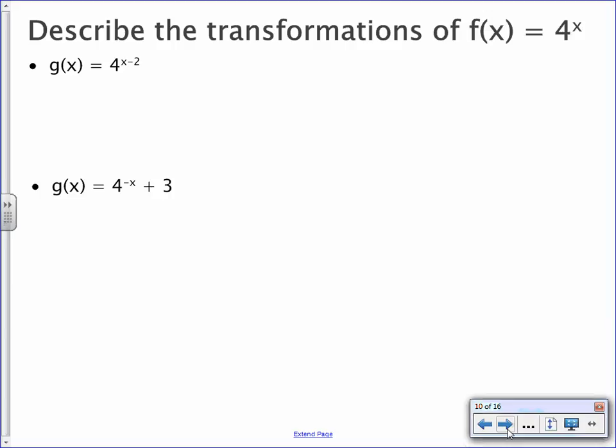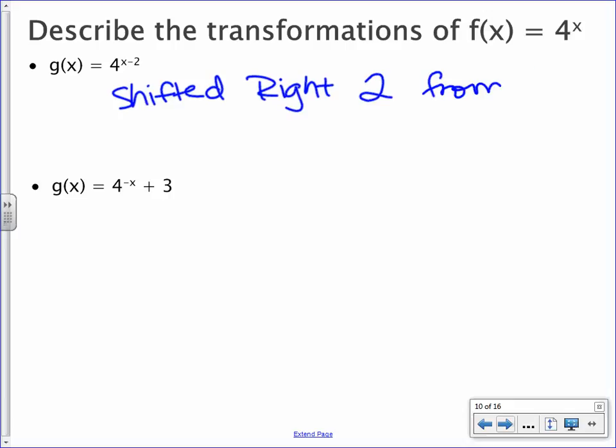Okay, this is shifted right 2 from our parent function. So if you were to graph this, you would think of the coordinates negative 1, 0, 1, here at 4 to the x, and then shift them all to the right 2. What about this one?